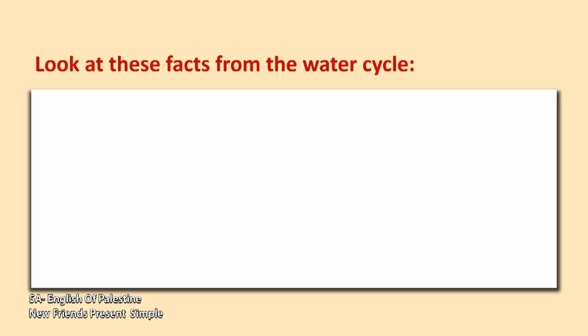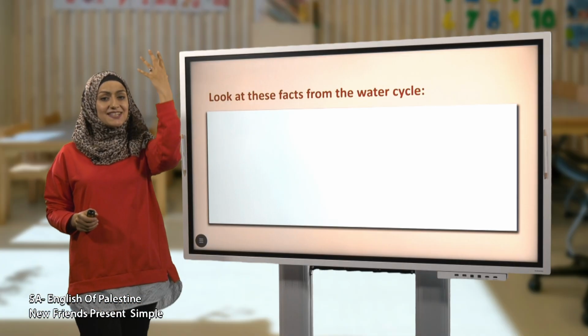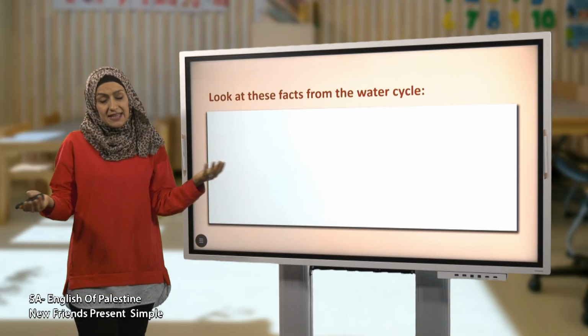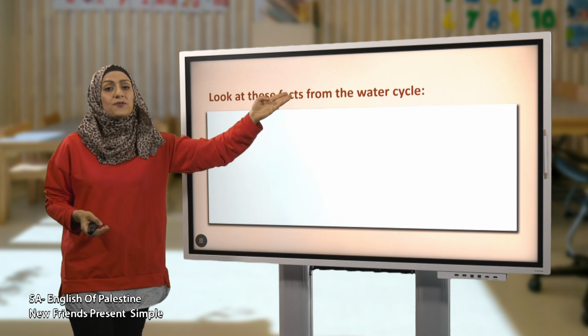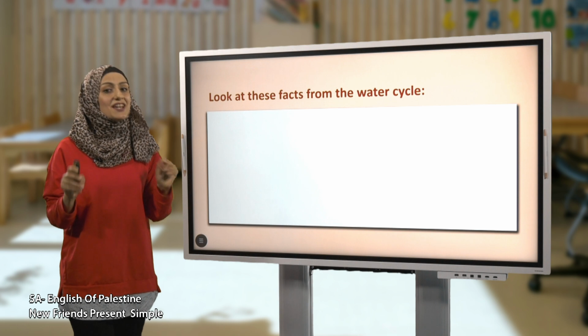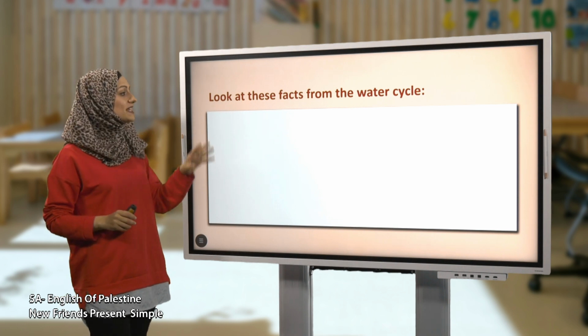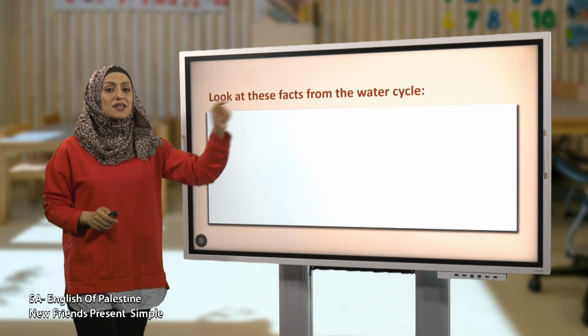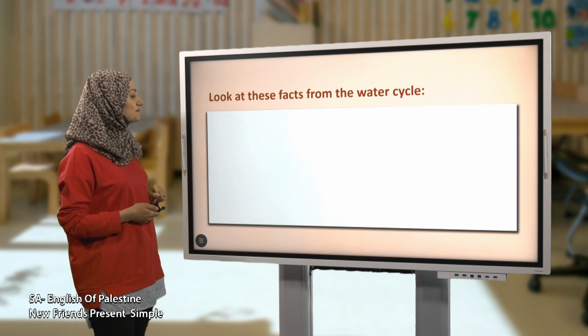Now, let's practice using the present simple. We will practice by talking about the water cycle, how it rains. As you know, this is a scientific fact. It's a fact that never changes. So let's learn using the present simple by talking about the water cycle.